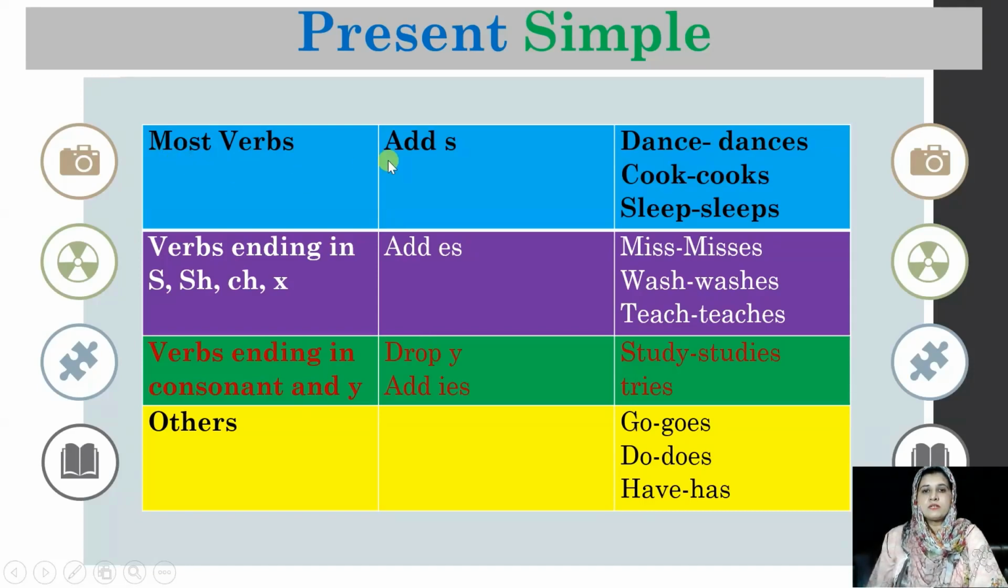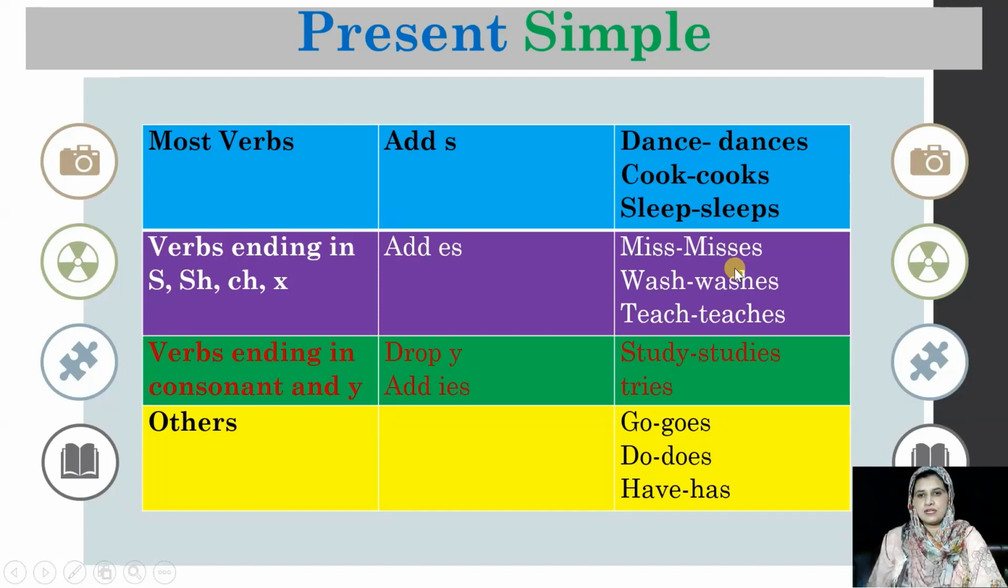Most of the verbs, they add s. For example, dance, dances, cook, cooks, sleep, sleeps. Verbs which end in s, sh, ch or x, you are supposed to add es with them. For example, miss, misses, wash, washes, teach, teaches.